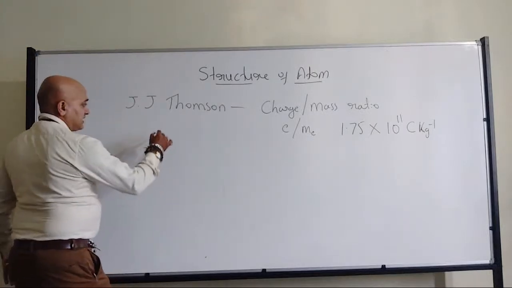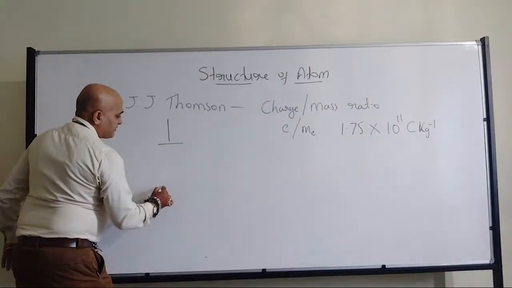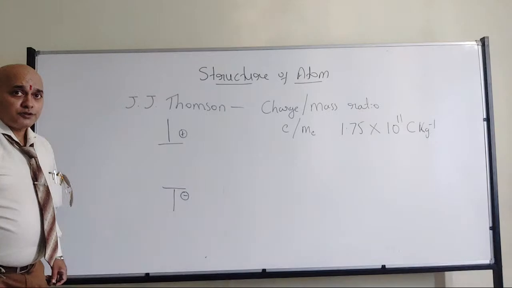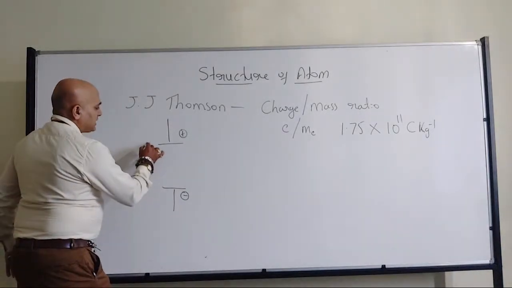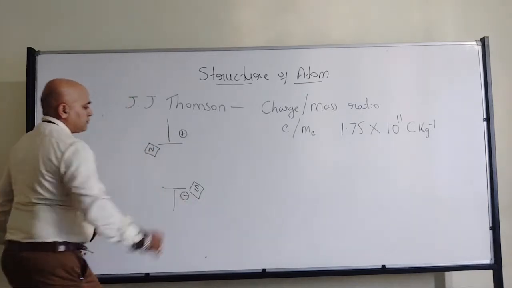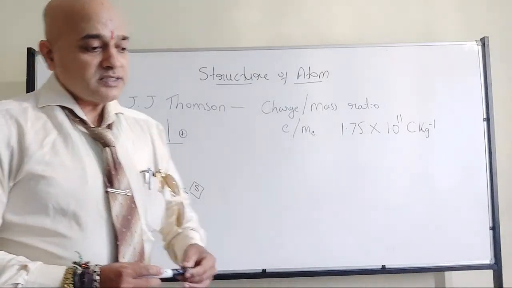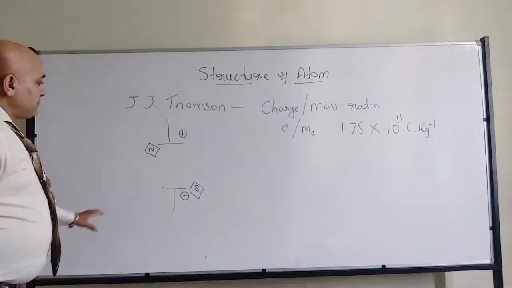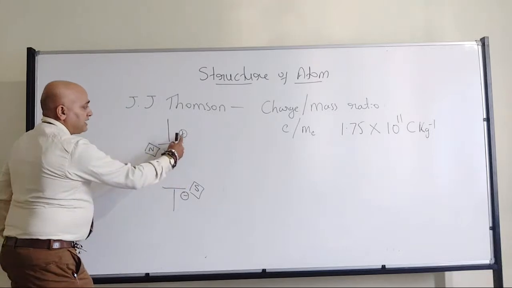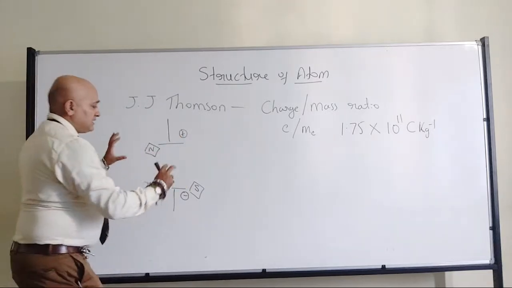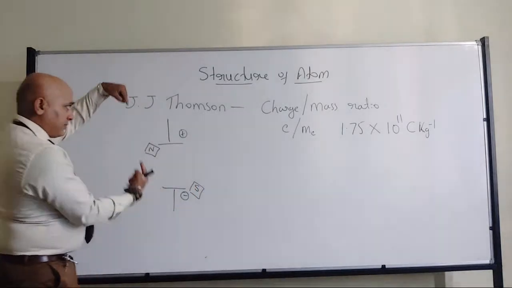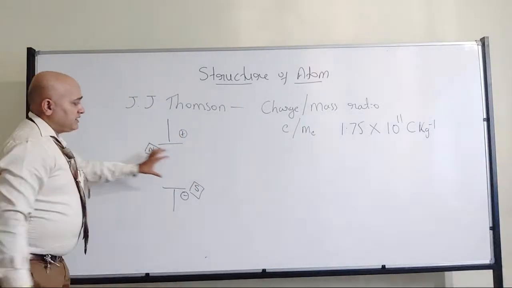So what he has done here is, he has kept an electric field, and we will imagine this one as the positive electrode, this one as the negative electrode. Along with that, he has kept the magnetic field also, so north pole, south pole. Actually, this will be in between. It's not near to the cathode or near to the anode. It's a 3D view, so it will be in the middle, perpendicular, and this will be the magnetic field.